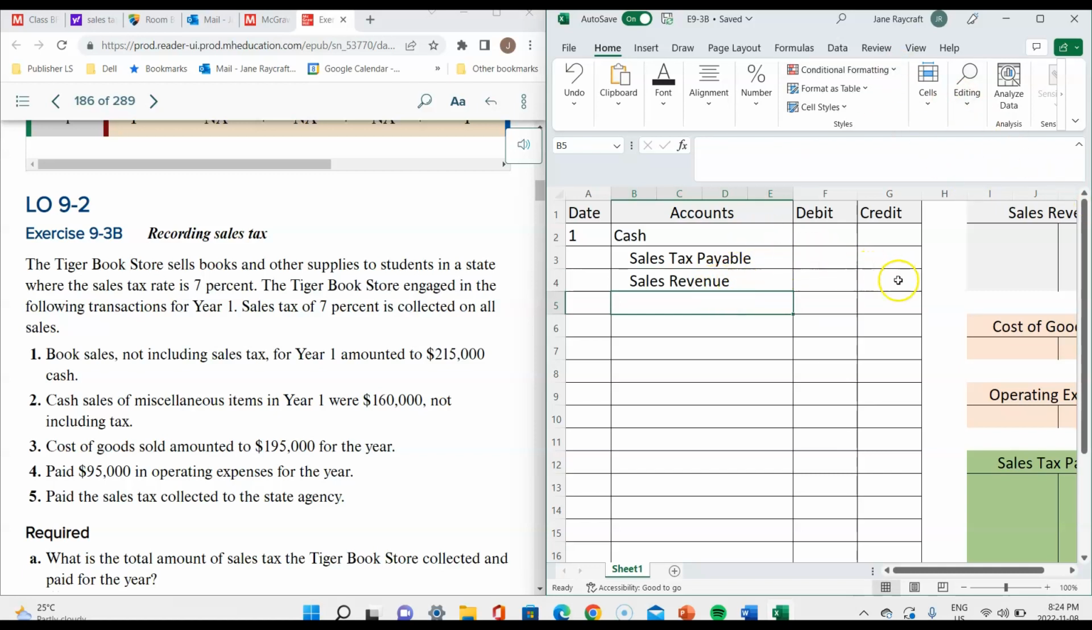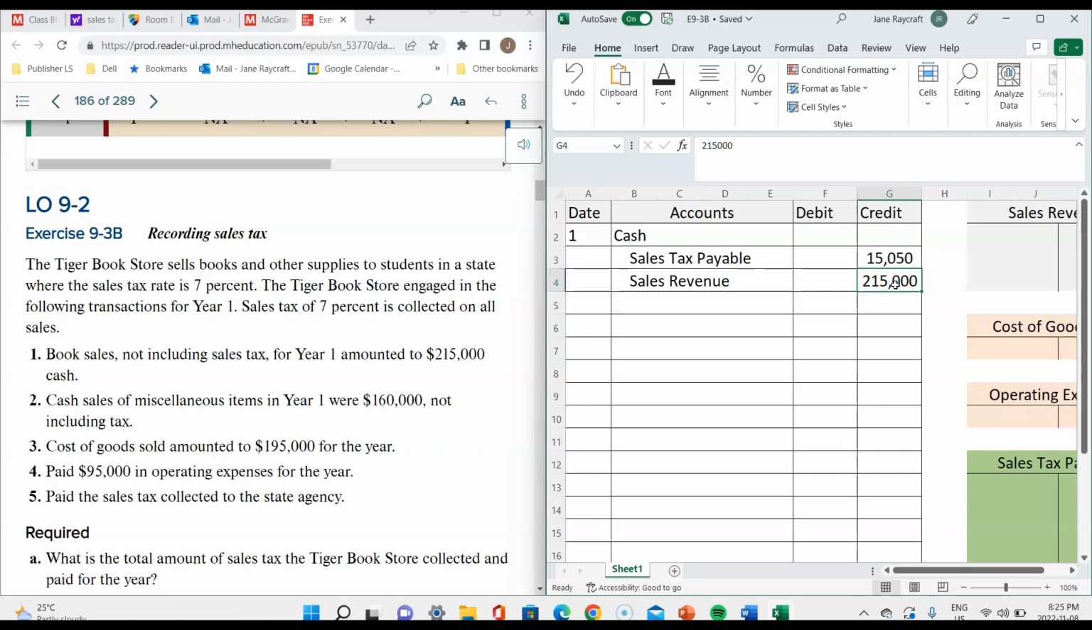Revenues are always credit, so I know that's going to be a credit. And I know that's the sticker price for all those books, so that's our amount of revenue. Now, our sales tax, what we need to charge on top of that, or collect on top of what we're selling for our books, is 7% of this amount. So I'm just going to take that and times it by 7%.